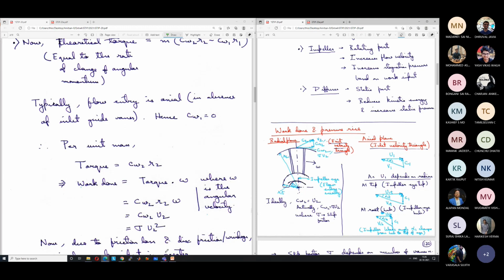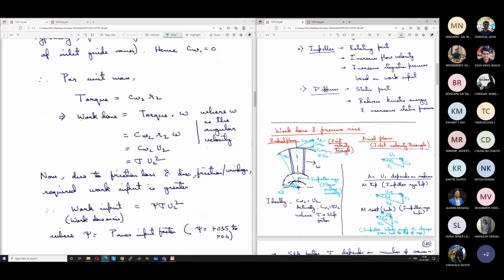But if there is friction, to generate this amount of torque, we will need to provide some extra work. Because there will be some losses due to friction, to generate this amount of torque or to change the velocity by this much, to generate Cw2, we'll need to provide some extra work. So some of this work will get lost as frictional work, as friction heat generation, and the rest of the work will increase the velocity from C1 to C2.